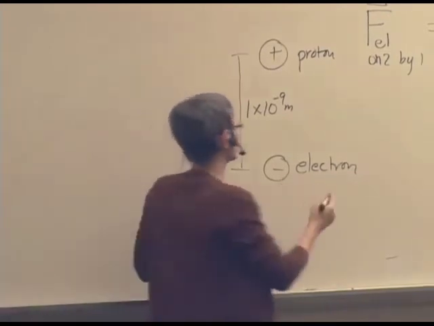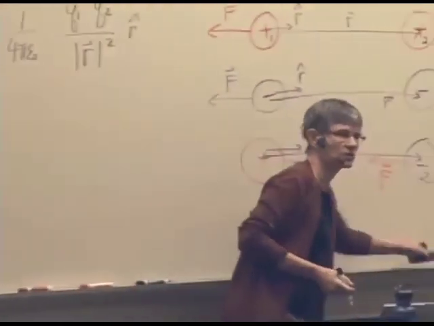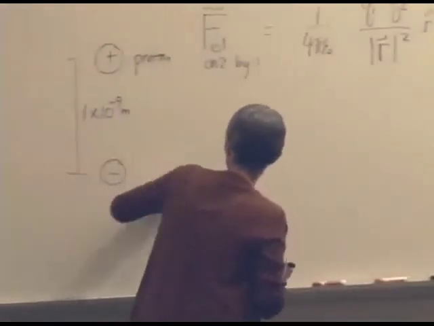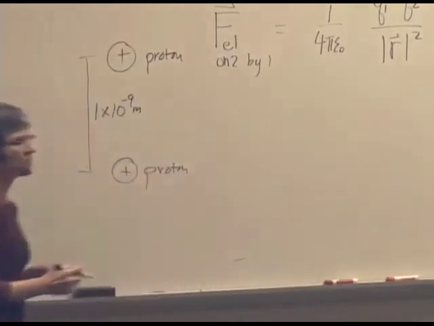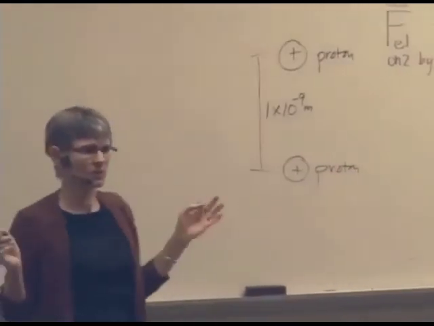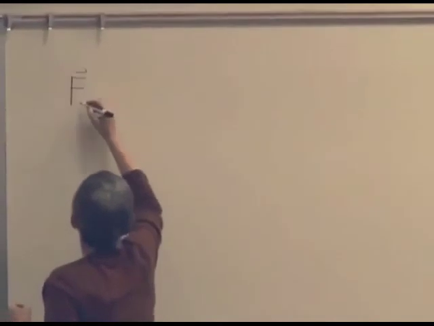In fact, we can make it more dramatic by making it 2 protons. So they'll repel each other electrically, they'll attract each other gravitationally. Let's do that. And so the question is, which force is bigger, the electric force or the gravitational force? So let's calculate the electric force on this proton here.